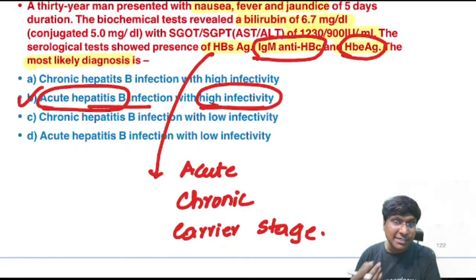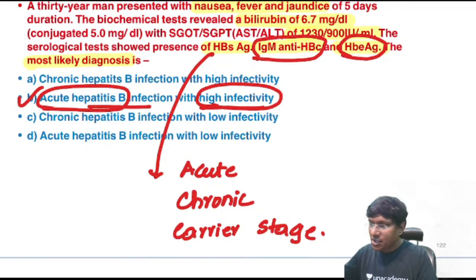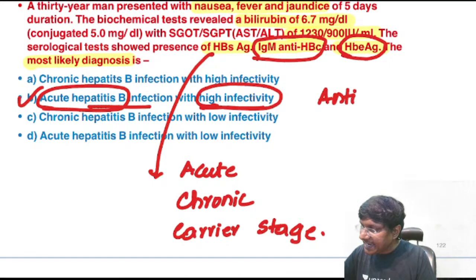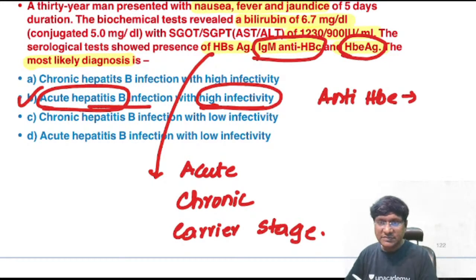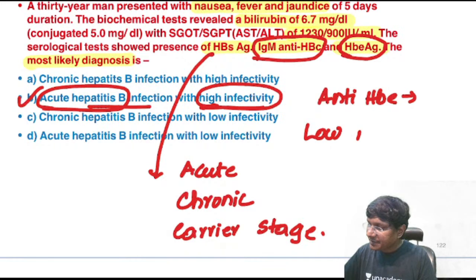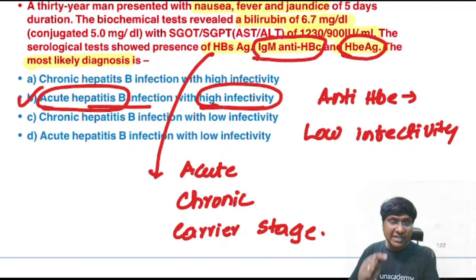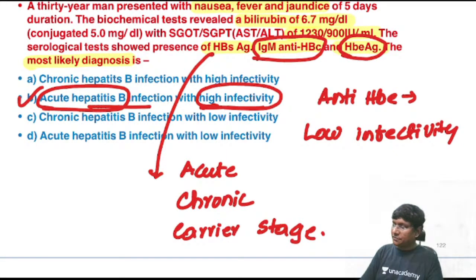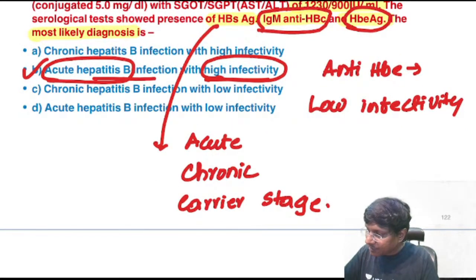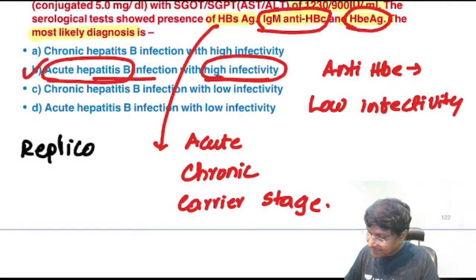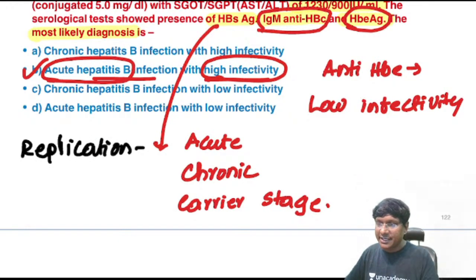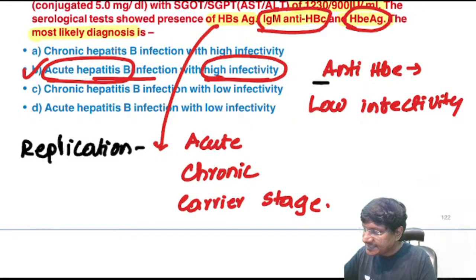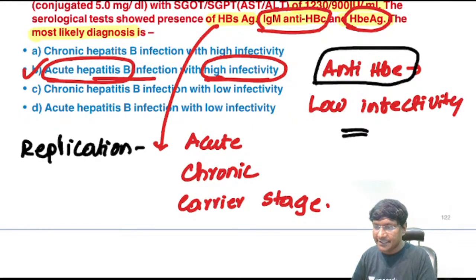Then what are the markers of infectivity? That is envelope antigen. Whereas if the individual is having anti-HBE, what does that tell you? That is low infectivity. Okay, right. Then what is a marker of replication? Any one of you? What is the marker of the replication? Yes, so when there is anti-HBE, that is low infectivity.